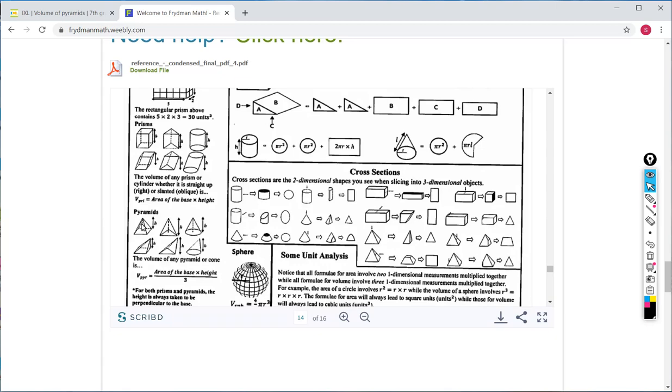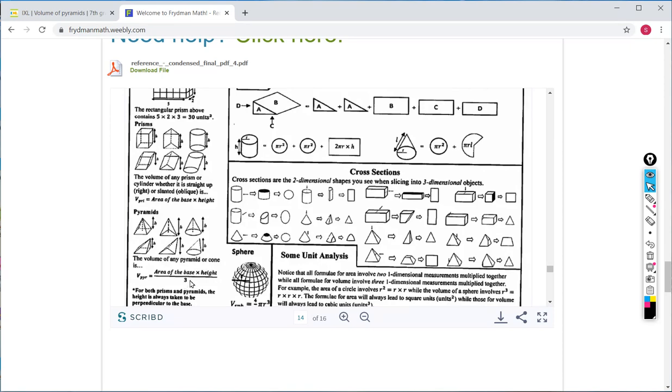Well, it turns out, I'm not going to prove it here. Proving it is a lot easier when you learn calculus, which a lot of you will learn in high school. For now, you're just going to have to trust me. The volume of a pyramid is the area of the base times the height divided by 3.